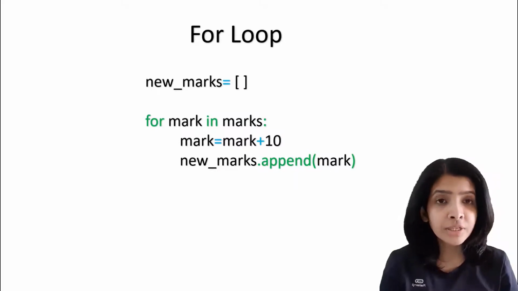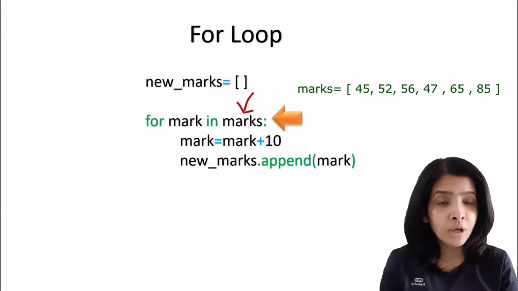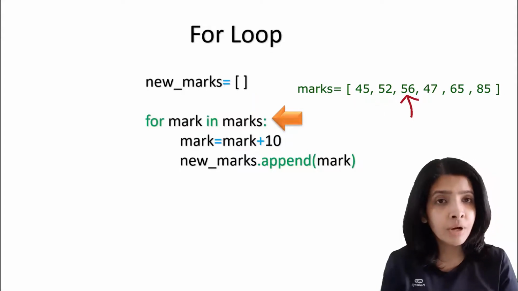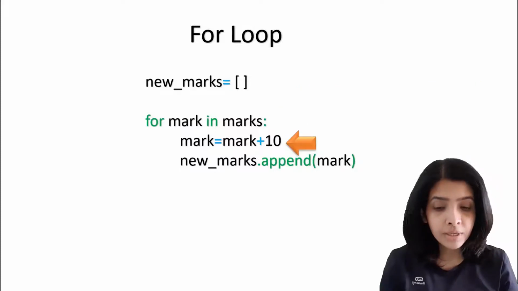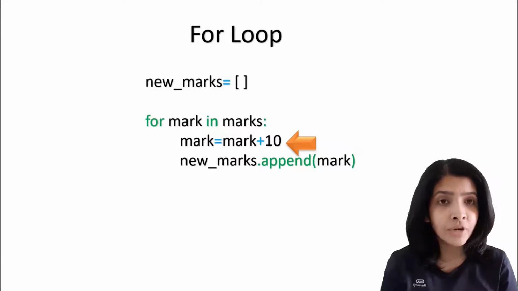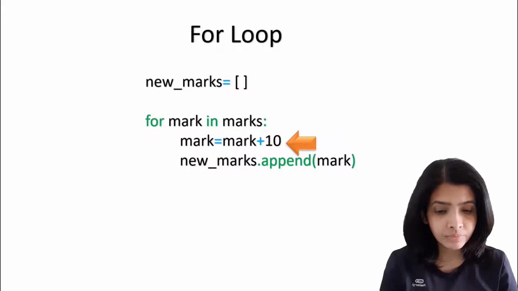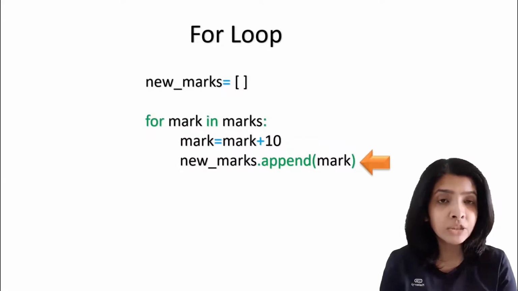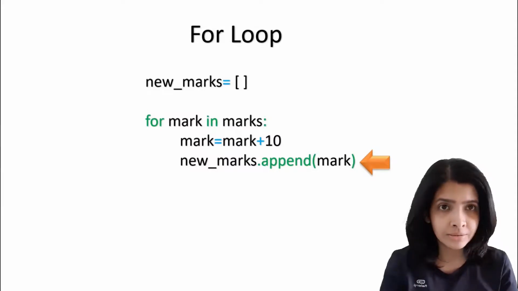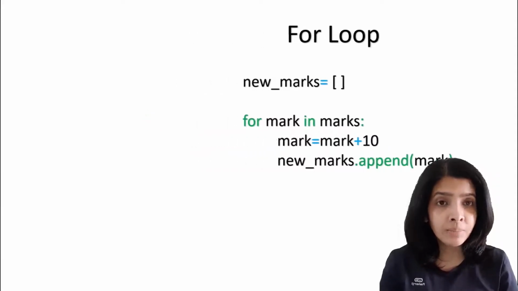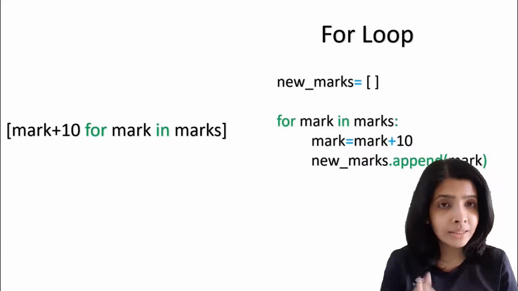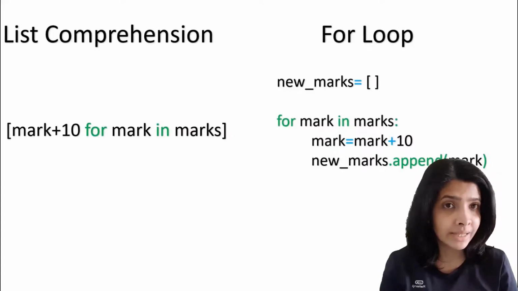In a for loop, we first instantiate the empty list, then we write the for loop that will iterate through all the elements in the collection, that is the iterable, in this case the list of marks of 10 students. Then we code the output expression, that is the operations we have to perform to get the final desired list. And then we append each element one by one to the empty list. We can accomplish these 4 lines of code in a single line using list comprehension syntax.